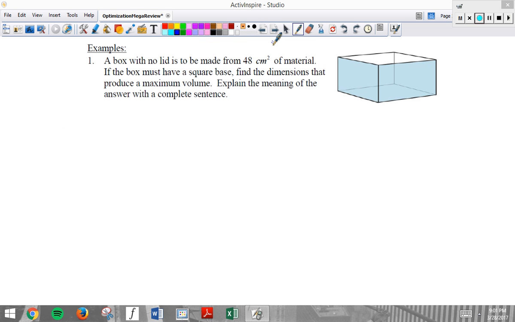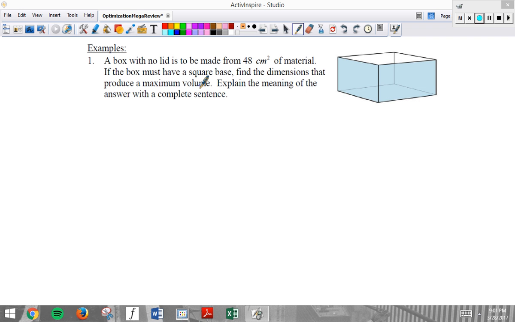Here we go. Alright, example number 1. A box with no lid. 48 centimeters squared of material. If the box has a square base, find the dimensions. Explain the meaning of the answer with a complete sentence.